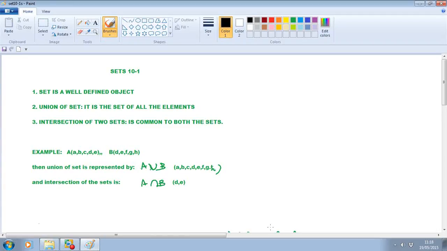Welcome to our first lesson in sets. So what is a set? A set is a group of well-defined objects.